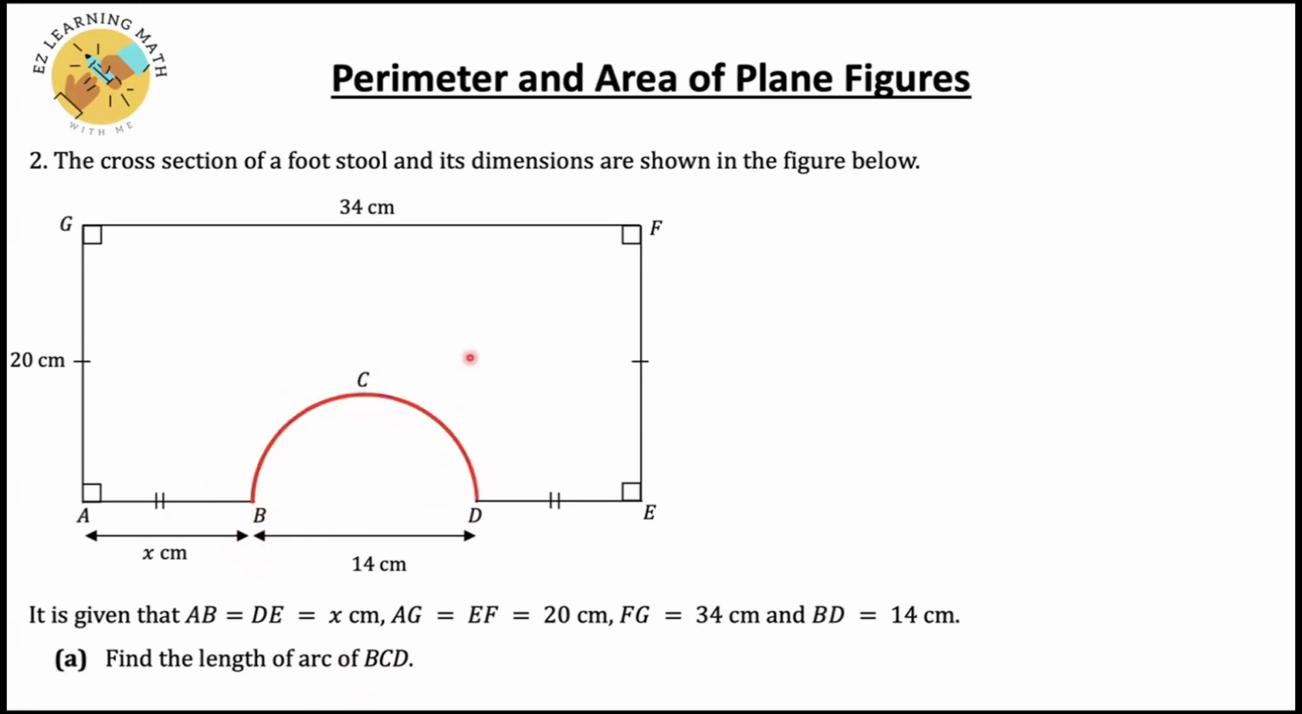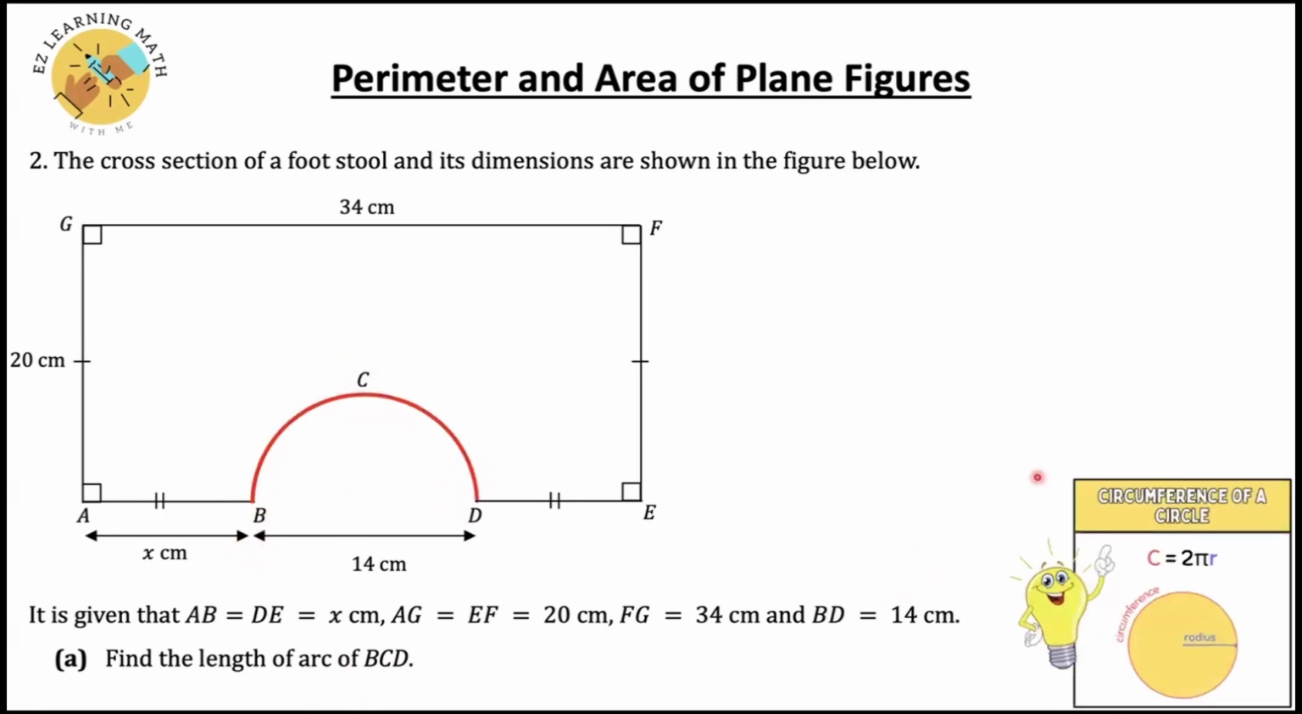Arc is part of the circumference of a circle. Remember that the circumference of a circle is 2 times pi times r. So here, we can see that BCD is a semicircle. So arc BCD is 1 out of 2 times pi times radius. Okay, so half times 2 times pi. We use 22 out of 7 for the value of pi.